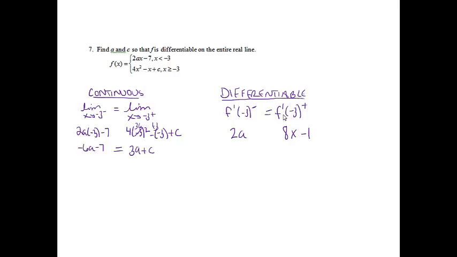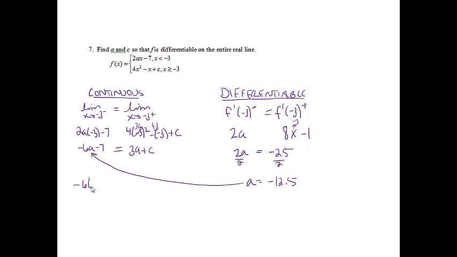Remember, c and a are just constants. From here, there's no place to plug in x equals negative 3 on the left, so 2a just stays 2a. On the right side, we do get to plug in negative 3. When I do that, I get 8 times negative 3, which is negative 24, minus 1 is negative 25. From here, I actually can solve for a. If I divide both sides by 2, I get a equals negative 12.5, and I am halfway there.